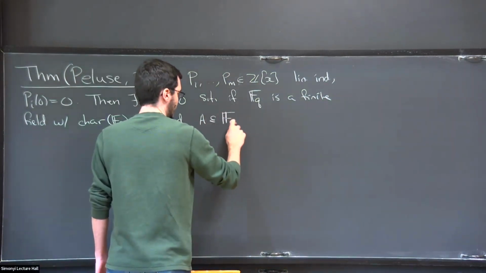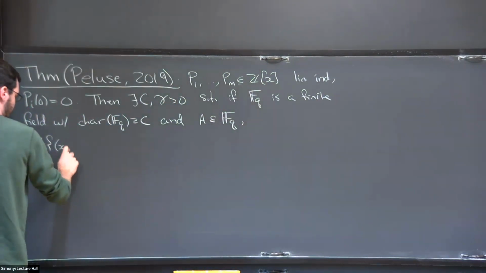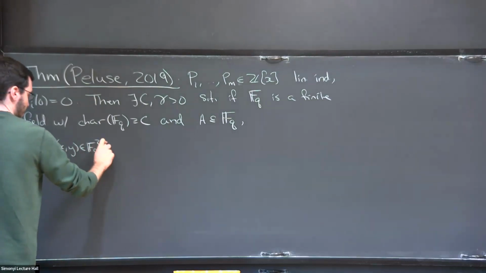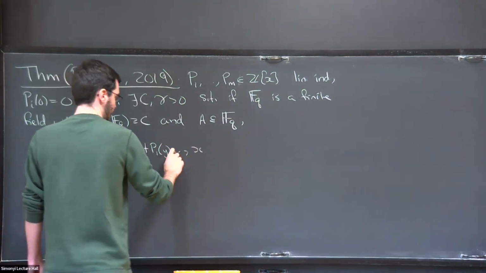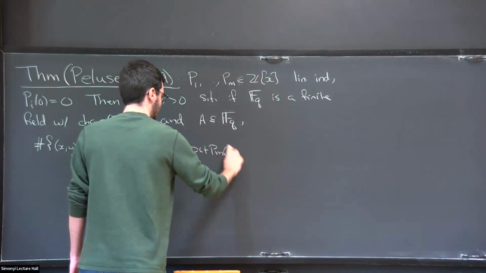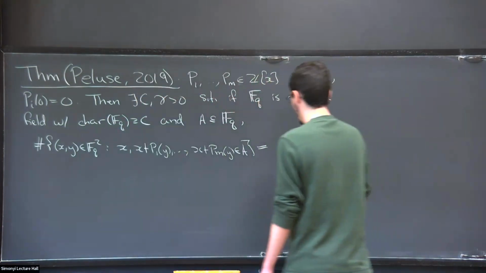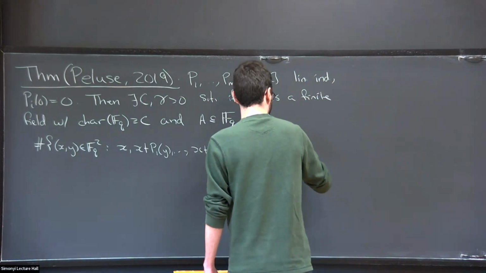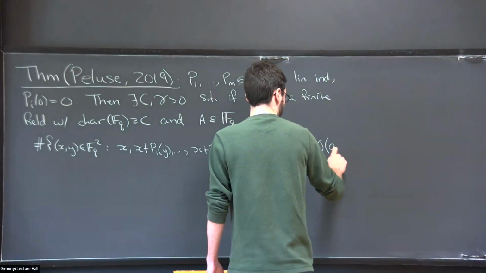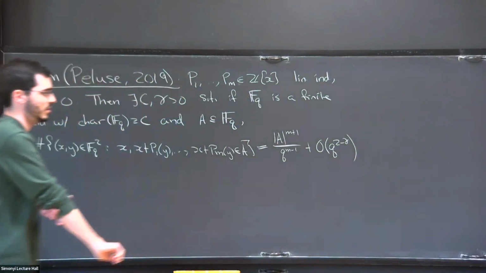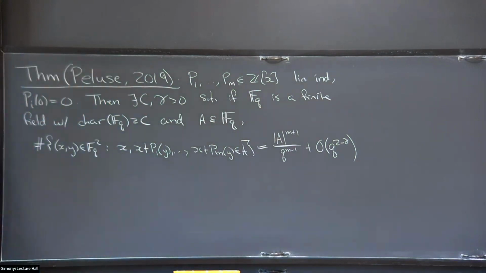any subset of this field, the number of configurations is about what you'd expect from a random set: q to the n plus 1, q to the n minus 1, and then an error term of the size q to the 2 minus gamma, and gamma is a constant depending on these polynomials.